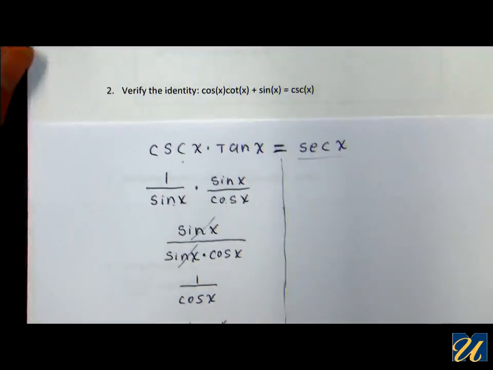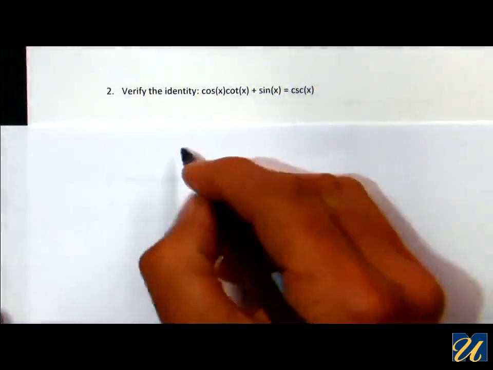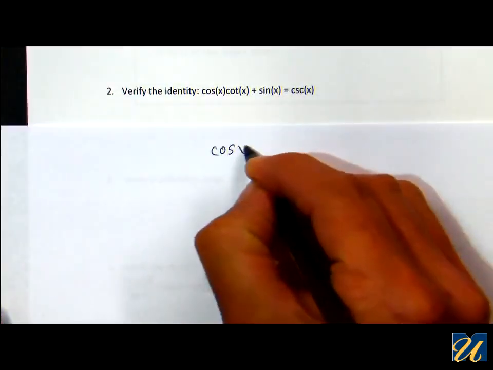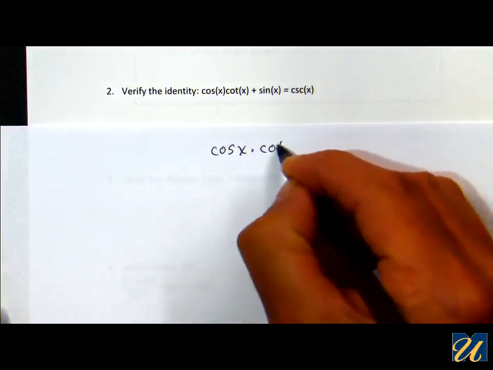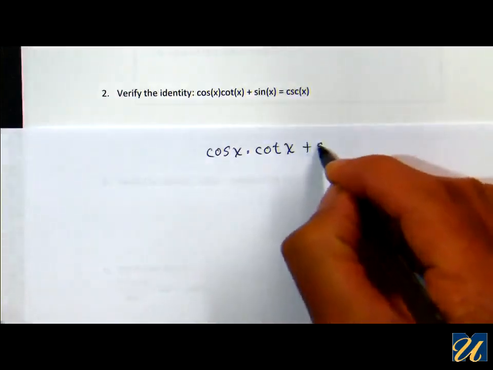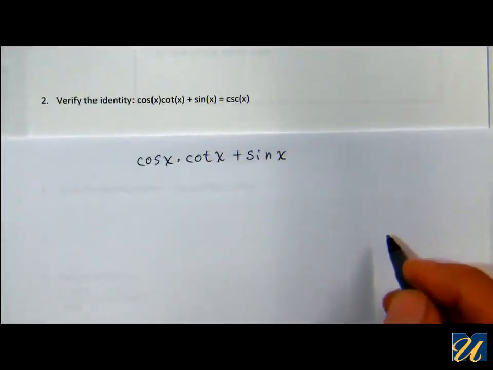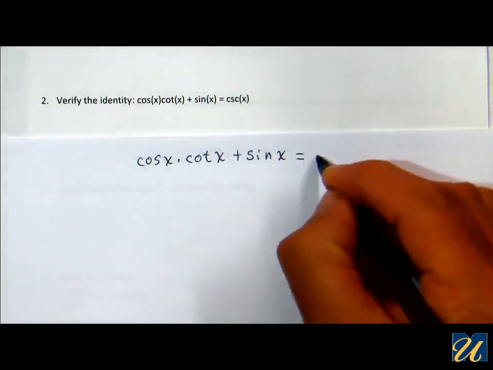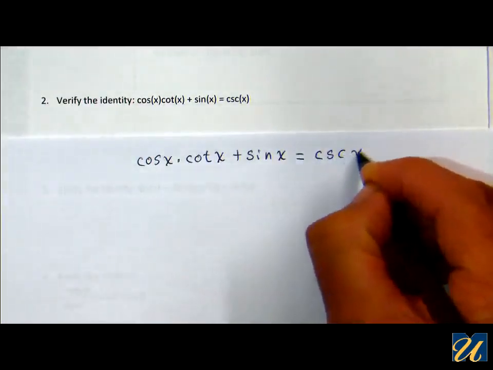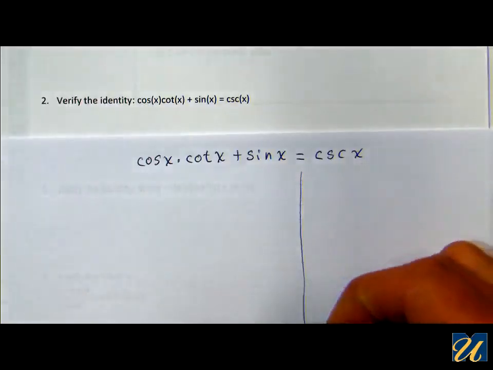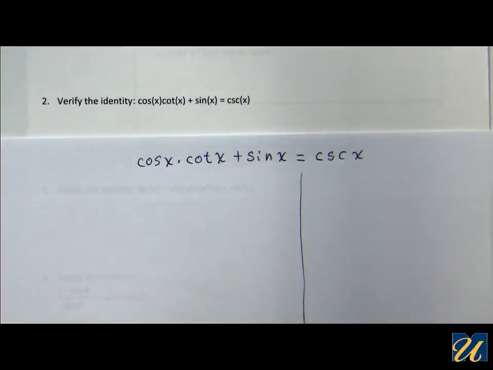Verify the identity number 2. Let's turn the paper like this. Verify the identity that cosine of x times the cotangent of x plus the sine of x, show that when manipulated, can result in simply being the cosecant of x function. Okay. Cosine times the cotangent plus the sine equals the cosecant.